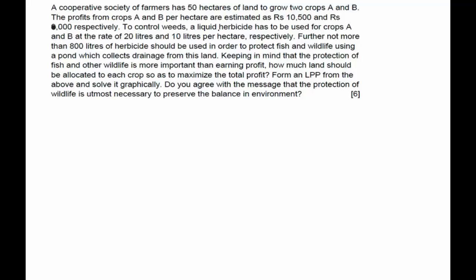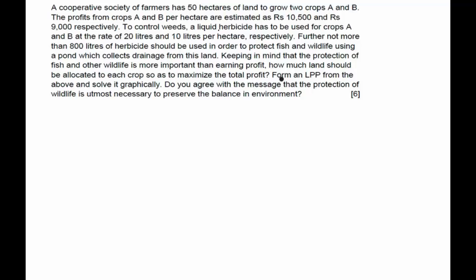Hello students. In this question we are given that a cooperative society of farmers has 50 hectares of land to grow two crops A and B. The profits from crops A and B per hectare are 10,500 and 9,000 respectively. To control weeds, a liquid herbicide has to be used at the rate of 20 liters and 10 liters per hectare. Further, not more than 800 liters of herbicide should be used to protect the fish and wildlife.